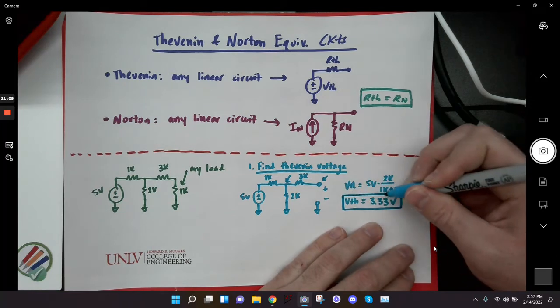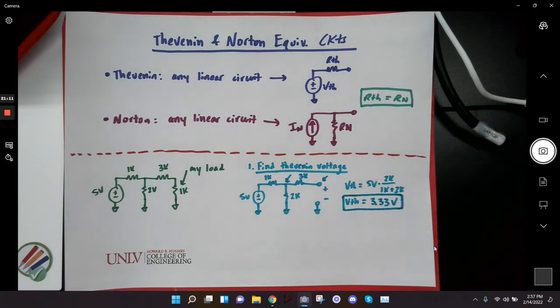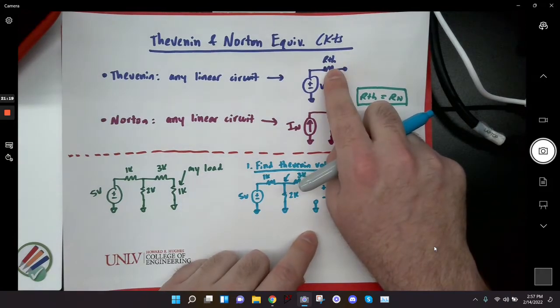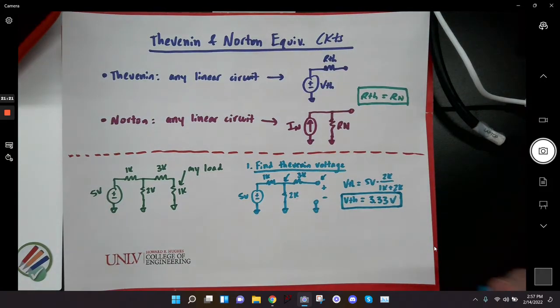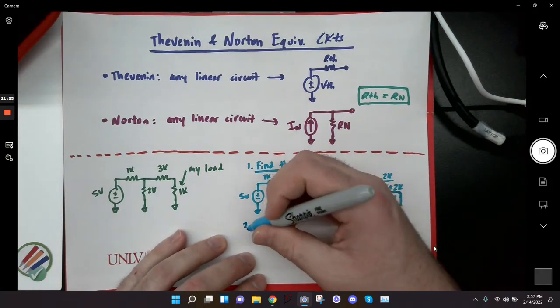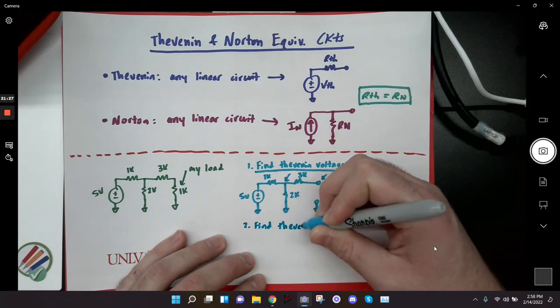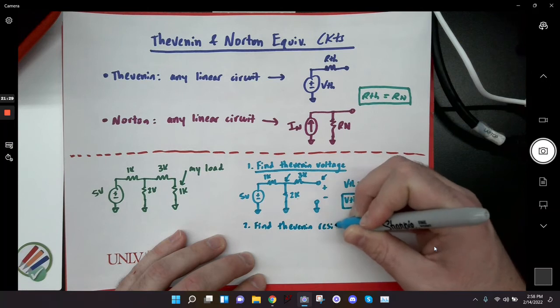So what I'm doing right now is I'm finding a Thevenin equivalent, right? Because I found my Thevenin voltage. So now what I need to do is find my Thevenin resistance. Now all I need to do is find my Thevenin resistance. So how do you find the Thevenin resistance? That's the second thing. Thevenin resistance.